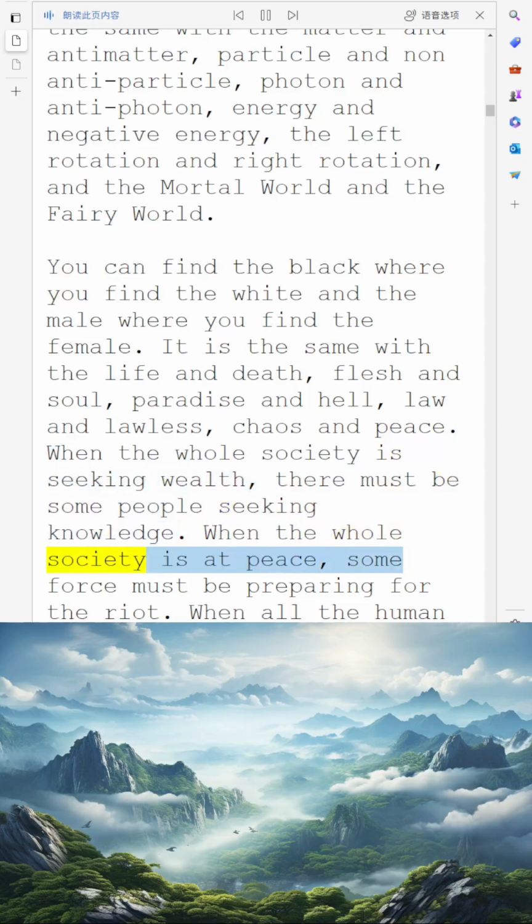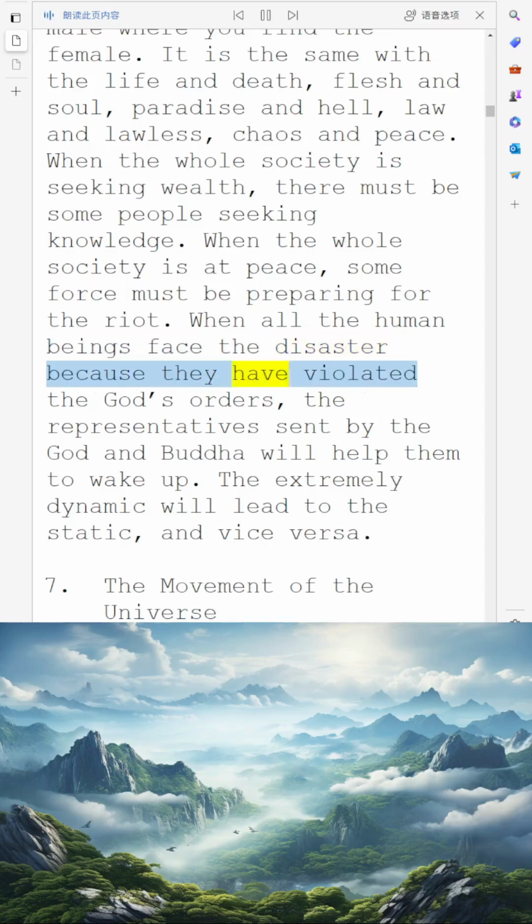When the whole society is at peace, some force must be preparing for the riot. When all human beings face disaster because they have violated God's orders, the representatives sent by God and Buddha will help them to wake up. The extremely dynamic will lead to the static, and vice versa. The movement of the universe.